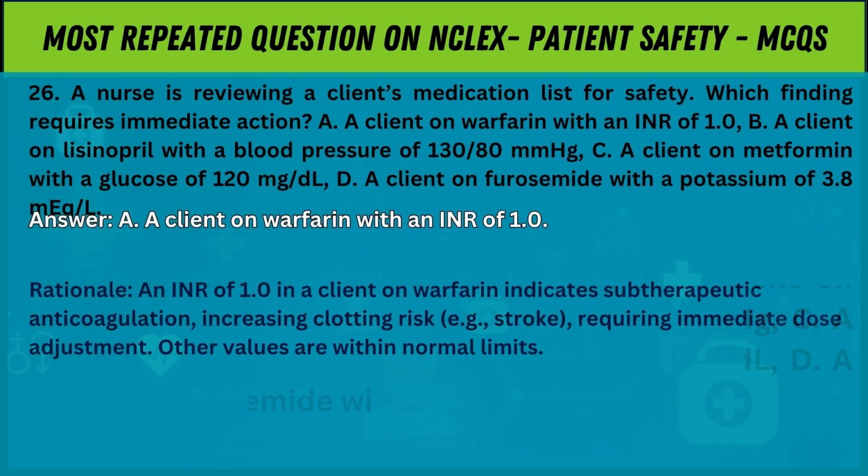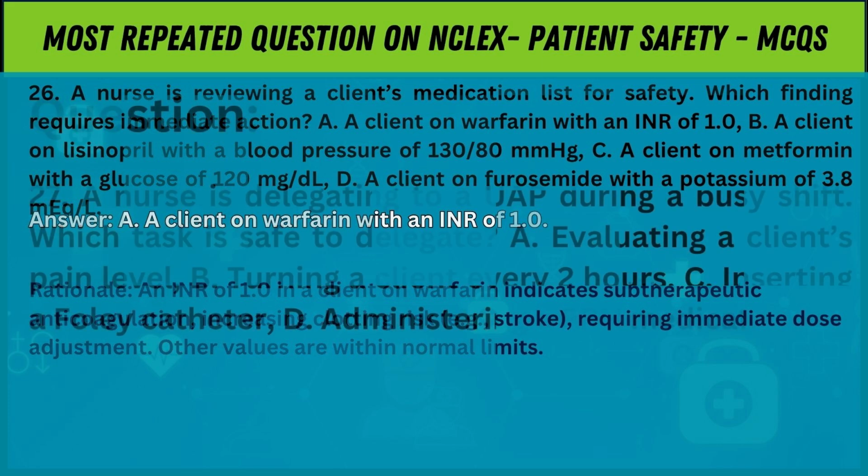Answer: A. A client on warfarin with an INR of 1.0. Rationale: an INR of 1.0 in a client on warfarin indicates subtherapeutic anticoagulation, increasing clotting risk, e.g. stroke, requiring immediate dose adjustment. Other values are within normal limits.